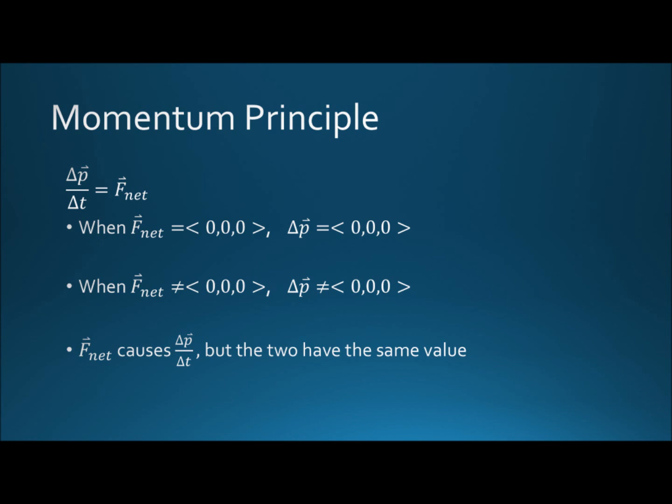We know from the momentum principle that if the net force is zero, the change in momentum is zero. So this allows us to understand that the change in momentum over the change in time can only be non-zero if the net force is non-zero. The net force, in this case, is the cause of dp dt, and the two are completely separate principles. The fact that they have equivalent values is just a coincidence of the universe.